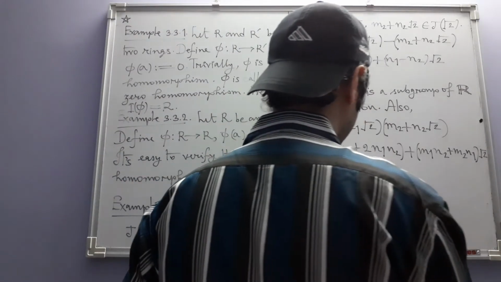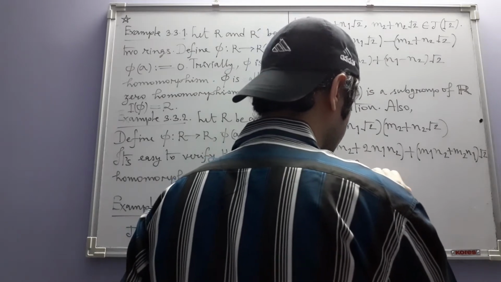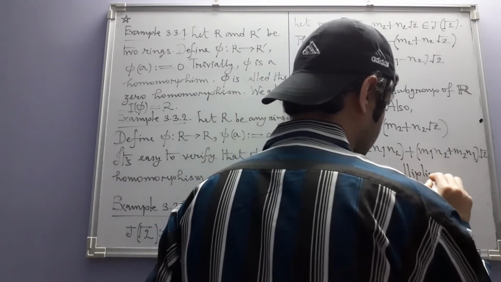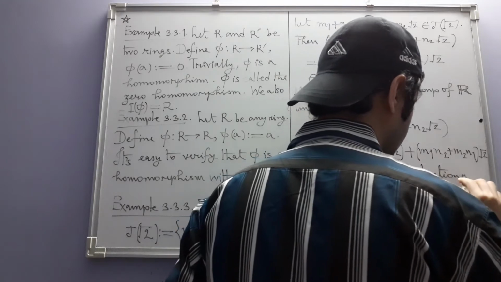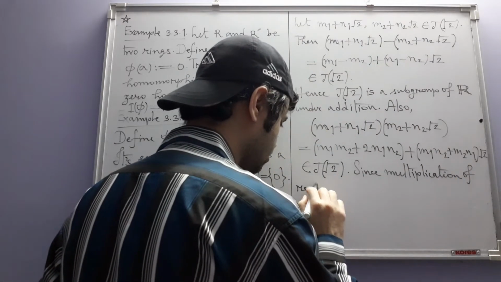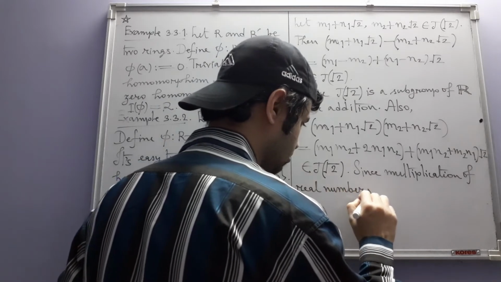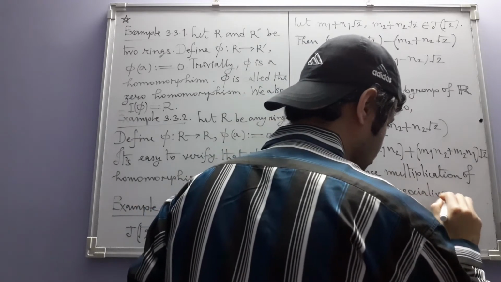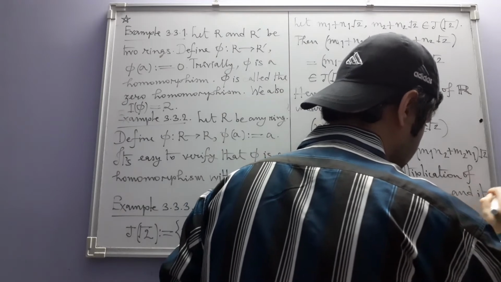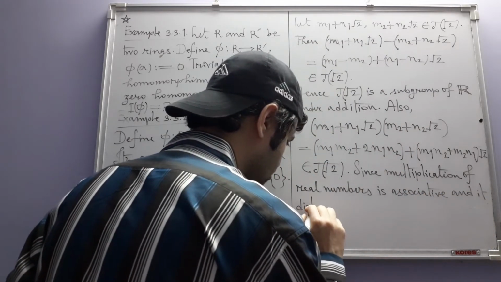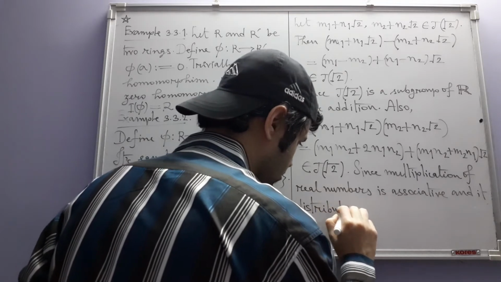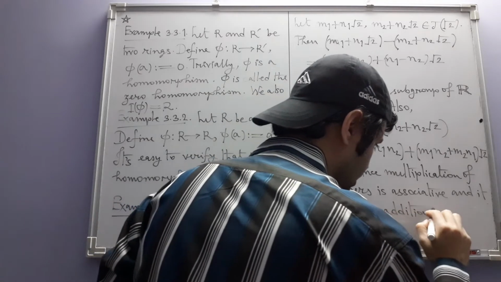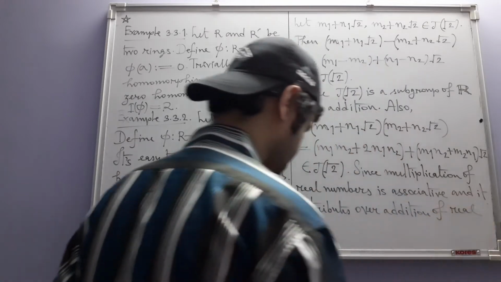So we can write that since multiplication of real numbers is associative and it distributes over addition of real numbers.